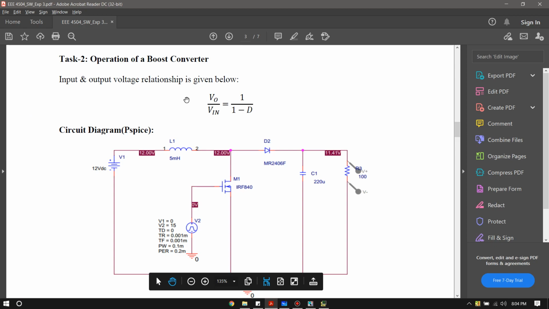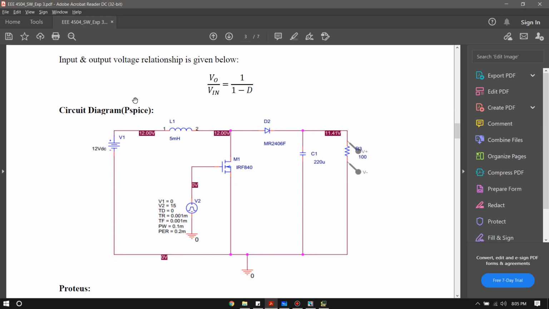Okay, so next we have our boost converter, where the input-output relationship is like this, and basically the output voltage will be greater than the input voltage. Okay, so this is the circuit of our boost converter in PSpice.